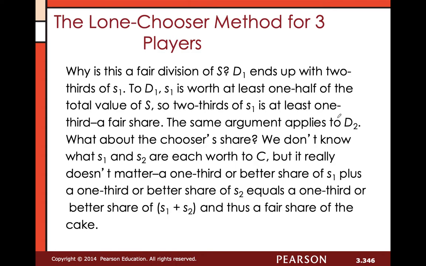So, why is this a fair division? How does this work out mathematically? Well, D1 ends up with 2/3 of S1, and to D1, S1 was worth at least half of the total value of S. So, if you think about what that would mean, if you took the 2/3 that they were given, multiplied by the 1/2 that they thought was fair, the 2's would cancel, and they ended up with 1/3 of what they thought was fair. Hey, what do you know? Same would be true of D2, so they would have had the same outcome of 1/3, and C, it doesn't really matter, they got 1/3 of each that they wanted from each group, so they also got 1/3 of the original, which is fair for all of the participants.